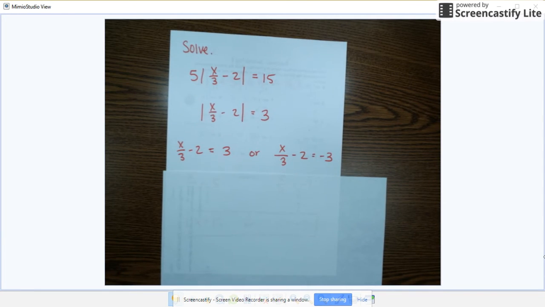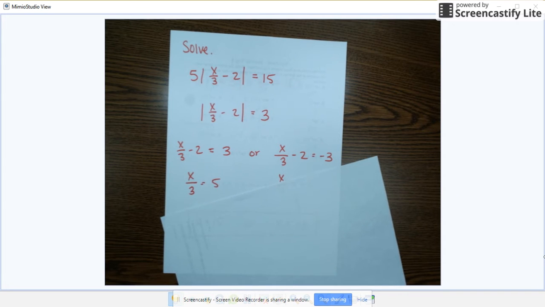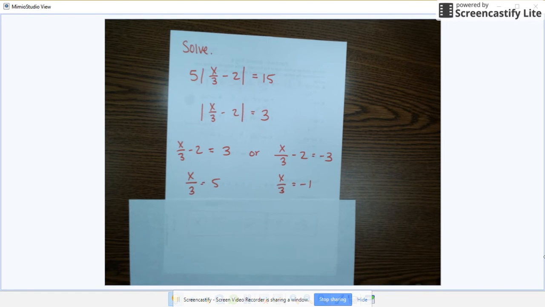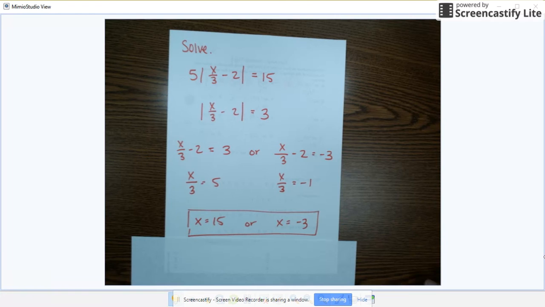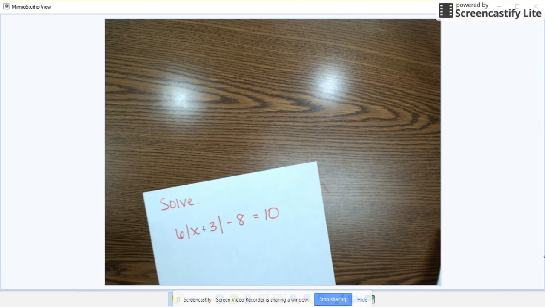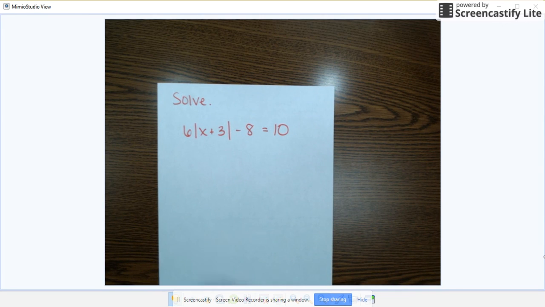So solve each of those. You would need to add 2, and then we would multiply by 3. So we have x equals 15. Over here on the other side, add 2, that gives you negative 1, multiply by 3. So x equals 15, or x equals negative 3. And I would like you guys to solve this one, please.